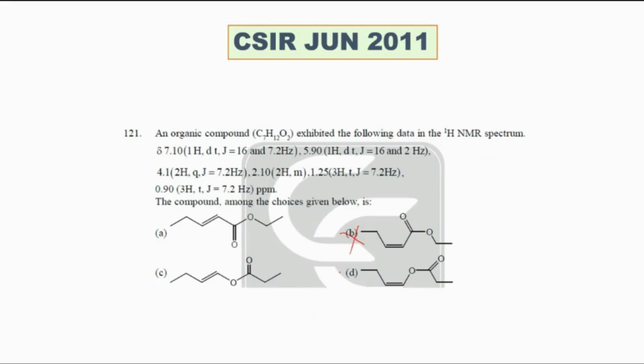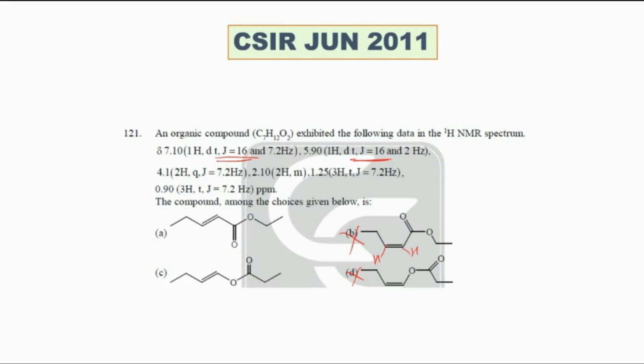Very good. How? This is trans, ma'am. This is actually trans, ma'am. Because your coupling constant is 16 hertz, a very high coupling constant. So based on Karplus equation, cis coupling cannot have so high a value. It will be in the range of 10 to 12. So 16 means trans. So it could be option A and C.